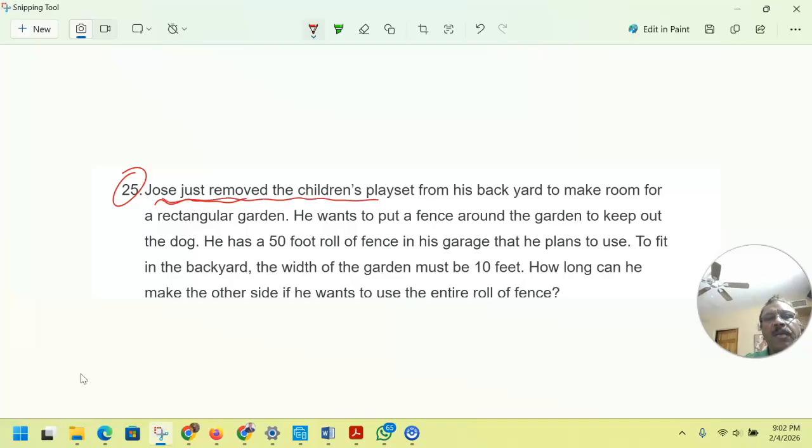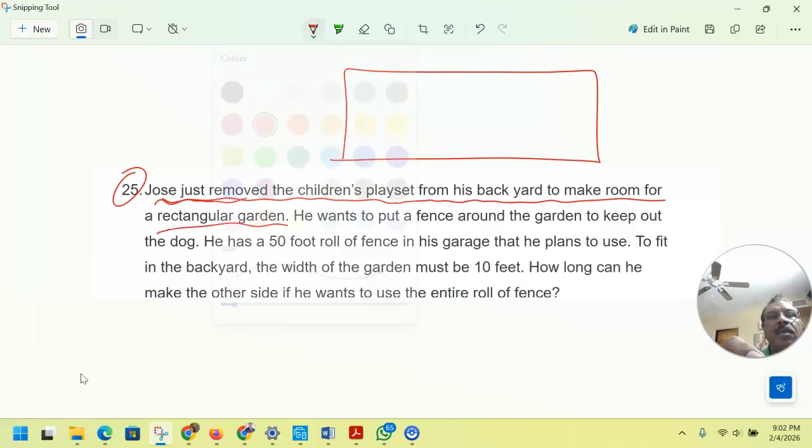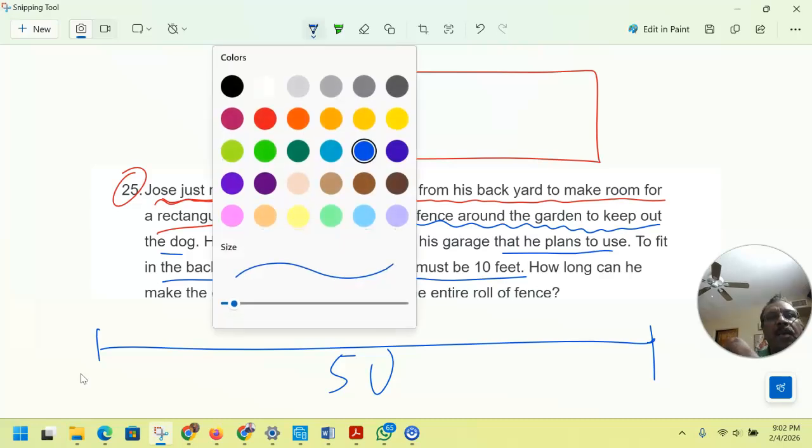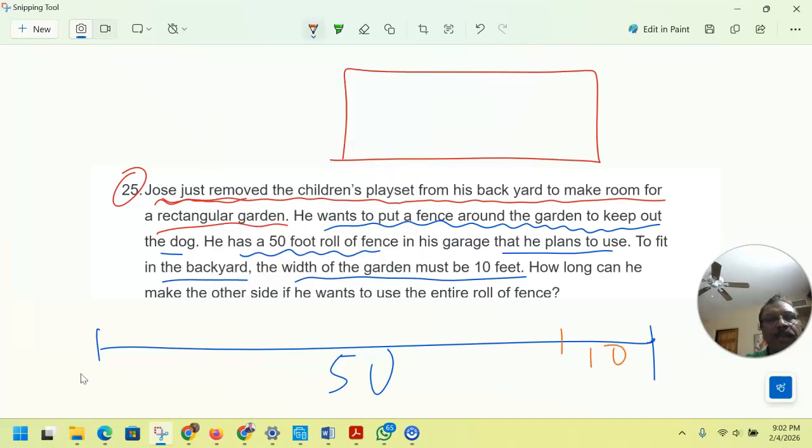Question number 5. Jose just removed the children's playset from his backyard to make room for a rectangular garden. So he wants to make a rectangular garden, and he wants to put a fence around the garden to keep out the dog. He has 50 feet of fence. Let's say this is 50. Then he plans to use it to fit in the backyard. The width of this should be 10. So I should take off 10 this side, maybe 10 here and 10 here, and cut this, and put it right here. So this is 10 and 10. So this 10 and 10 is taken off.